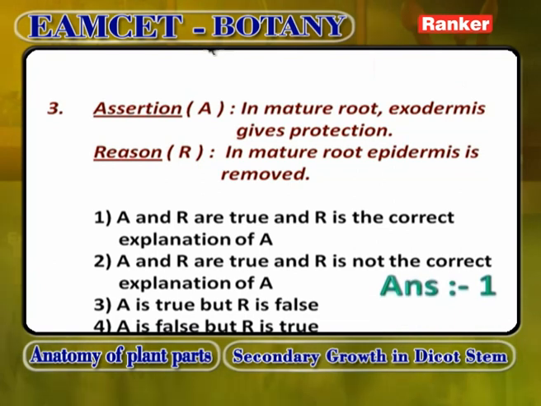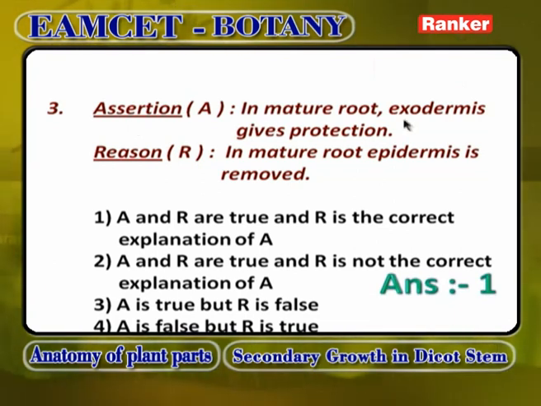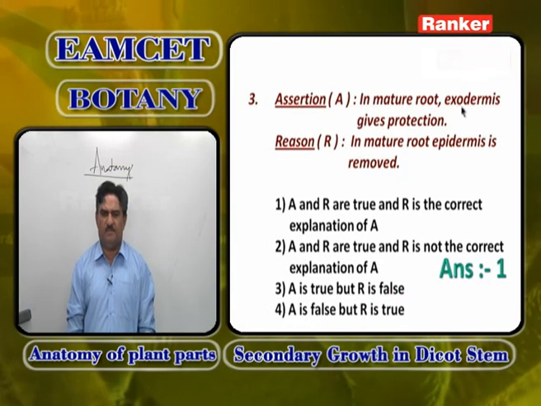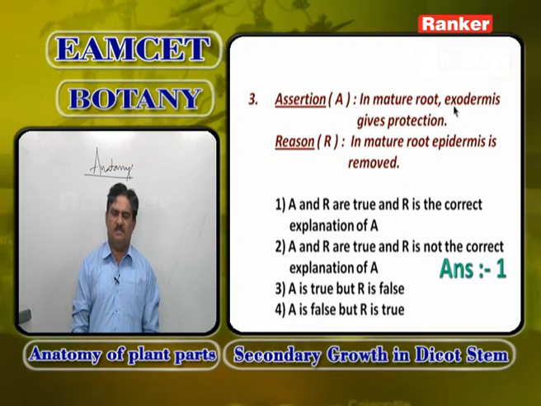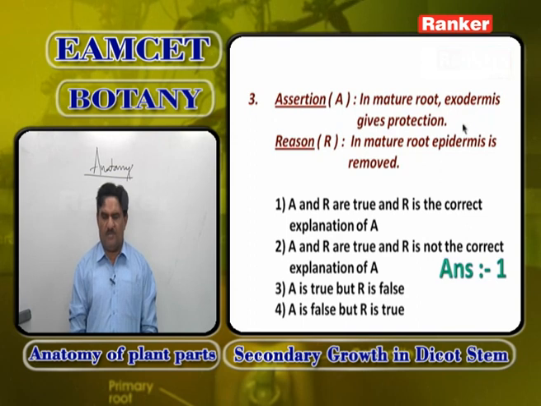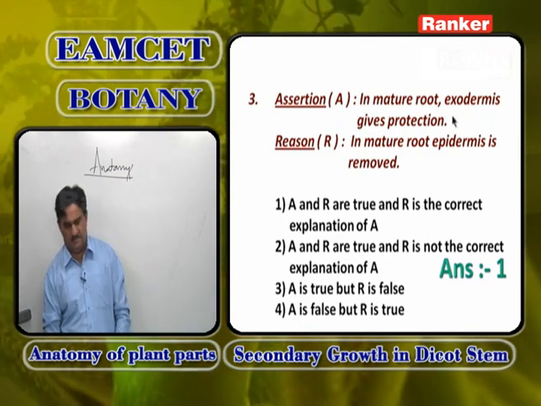Another assertion. In a mature root, exodermis gives protection. What is exodermis? The parenchymatous cortex present just below the epidermis in the older roots gets the deposition of suberin and becomes exodermis. So what is the chemical present in exodermis? Suberin. Suberin is a poisonous substance. Whenever it is deposited, the cells become dead. So the assertion is correct.